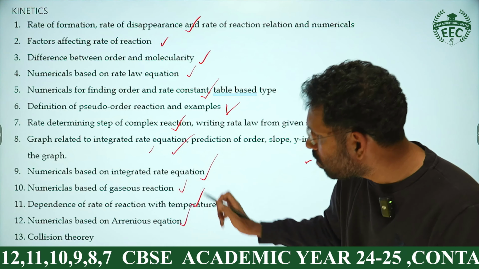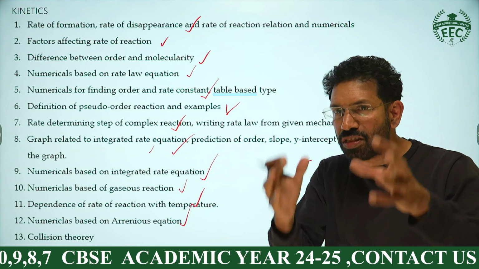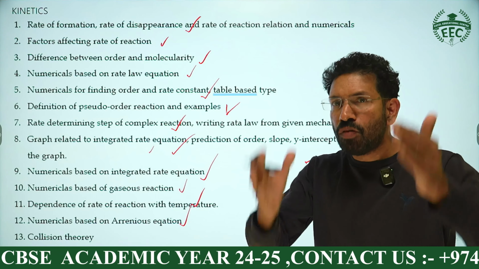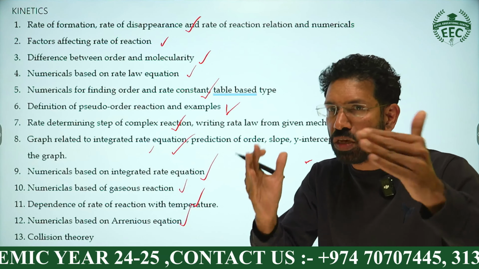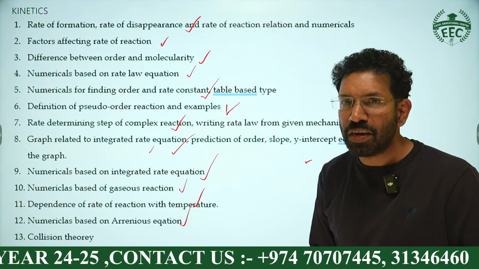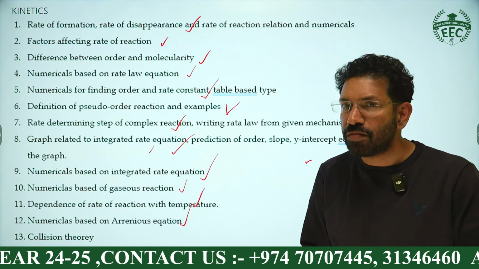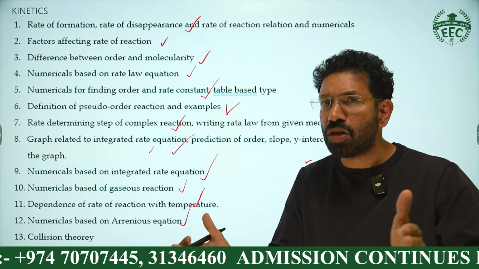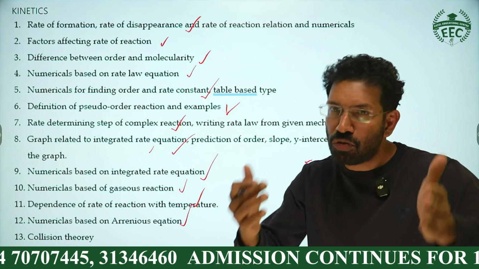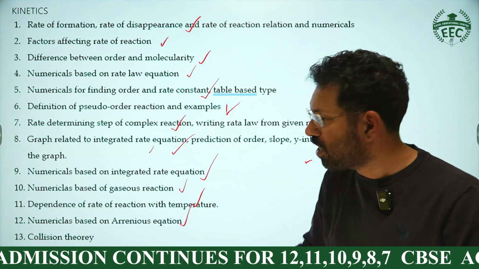Then numerical based on the Arrhenius equation. There are three different forms. One is the normal form, what is given in the reader: k equal to A into e raised to minus Ea by RT. Another one is the logarithmic form. We are converting it to logarithmic form. After getting the logarithmic form, we get another equation. The third equation: log k2 by k1 is equal to Ea by 2.303 R into (T2 minus T1) divided by T1 T2. You have to study that equation also.